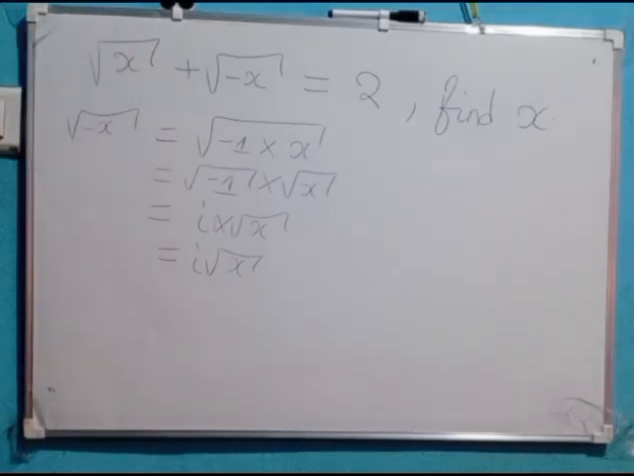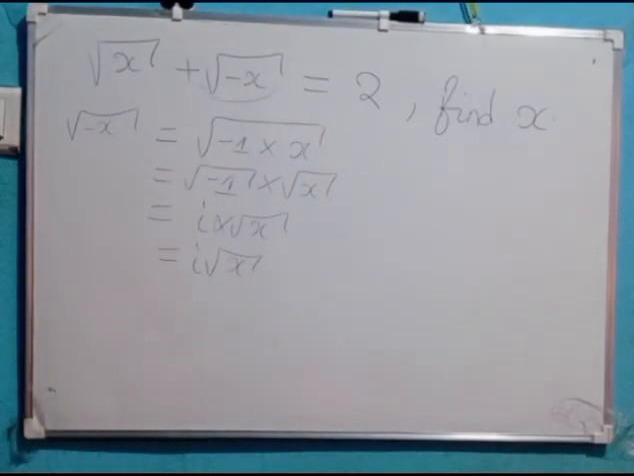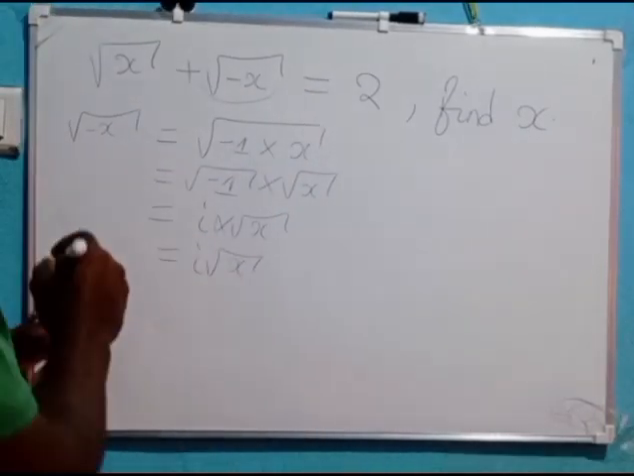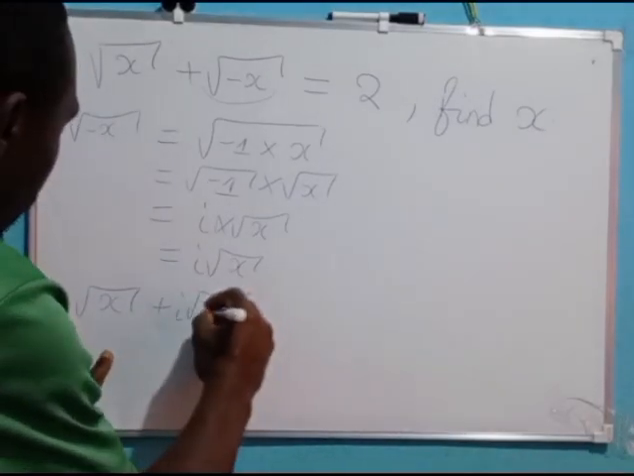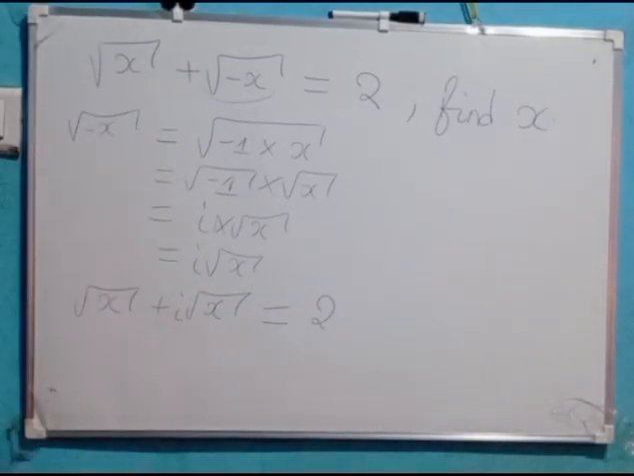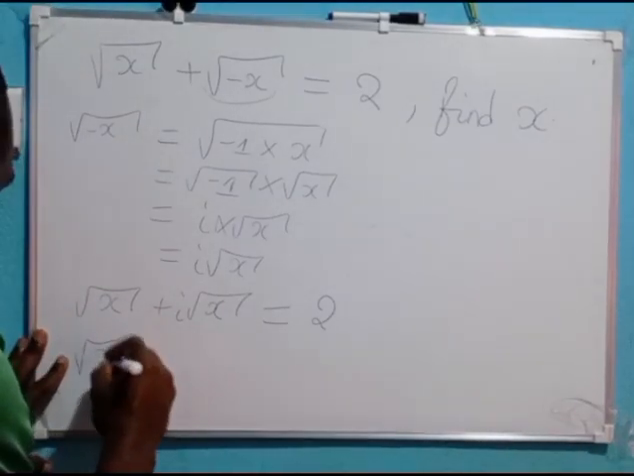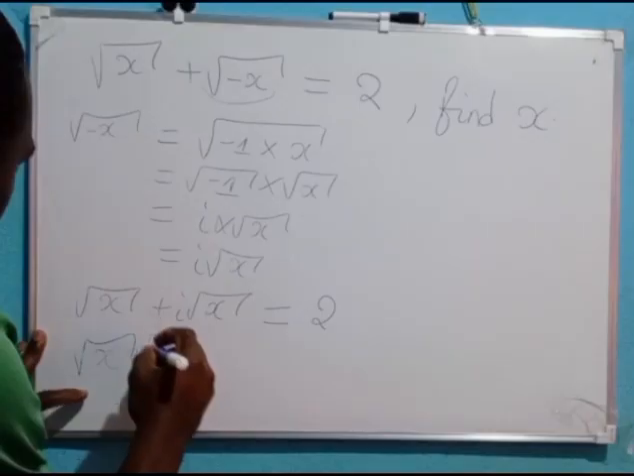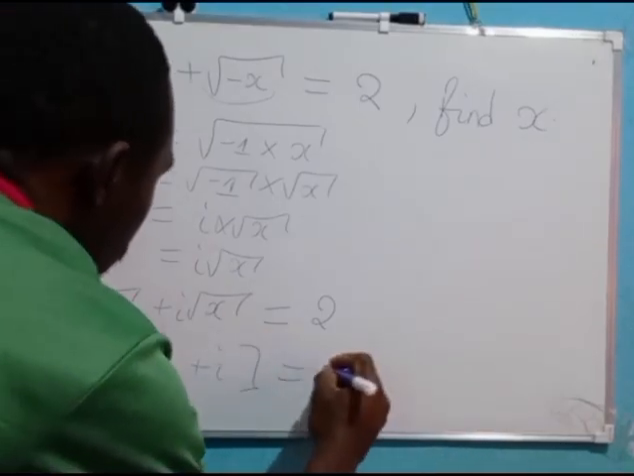Now, in the equation root x plus root negative x equal to 2, we are going to replace root negative x with i root x. This will give us root x plus i root x is equal to 2. On the left hand side, we can factor out root x. This will give us root x times (1 plus i) is equal to 2.